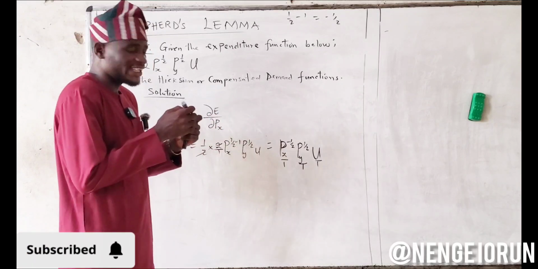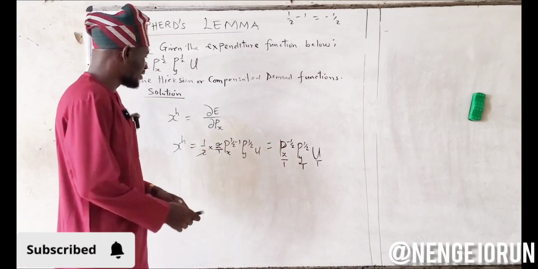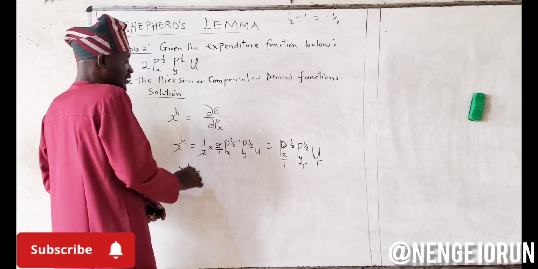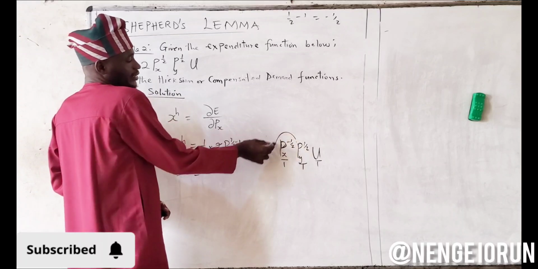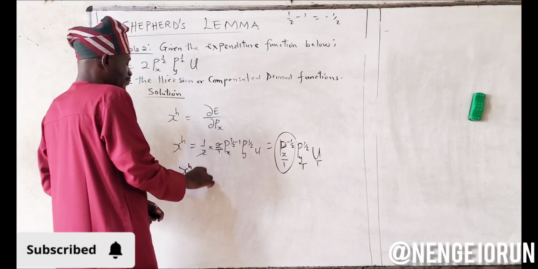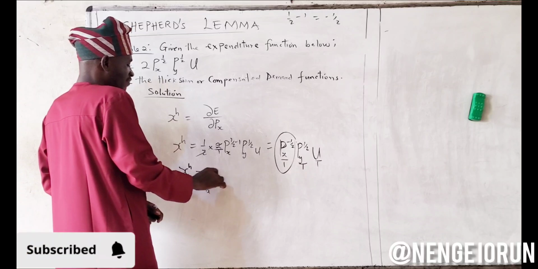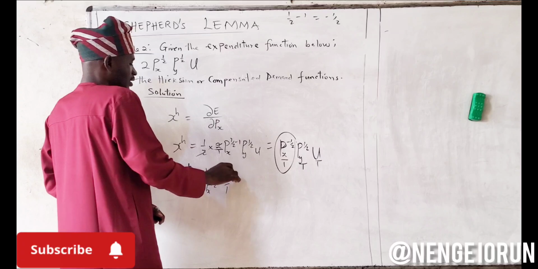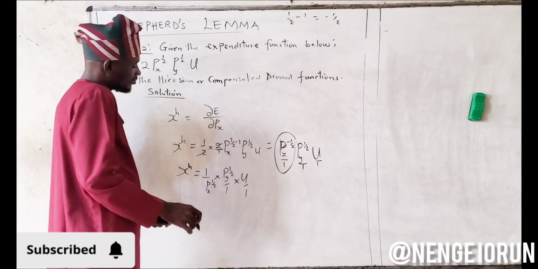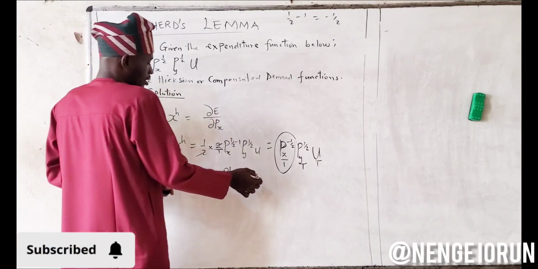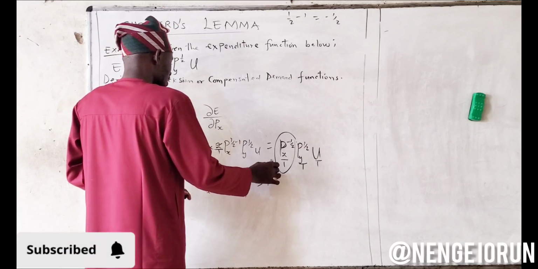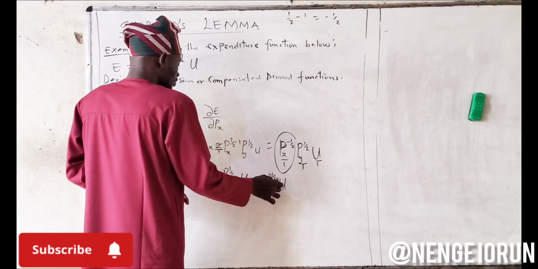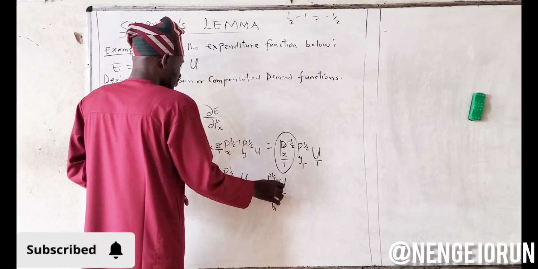Now, with the laws of indices, this can be written as the Hicksian demand function for commodity X is now equal to the reciprocal, 1 over Px raised to the power of half times Py raised to the power of half over 1 times u over 1. To make it simpler, you have Py raised to the power of half, u over Px raised to the power of half.